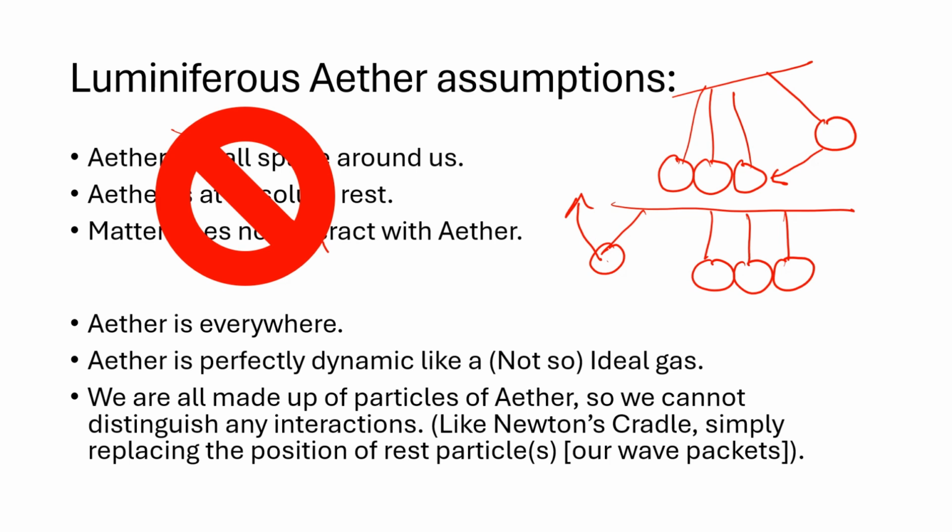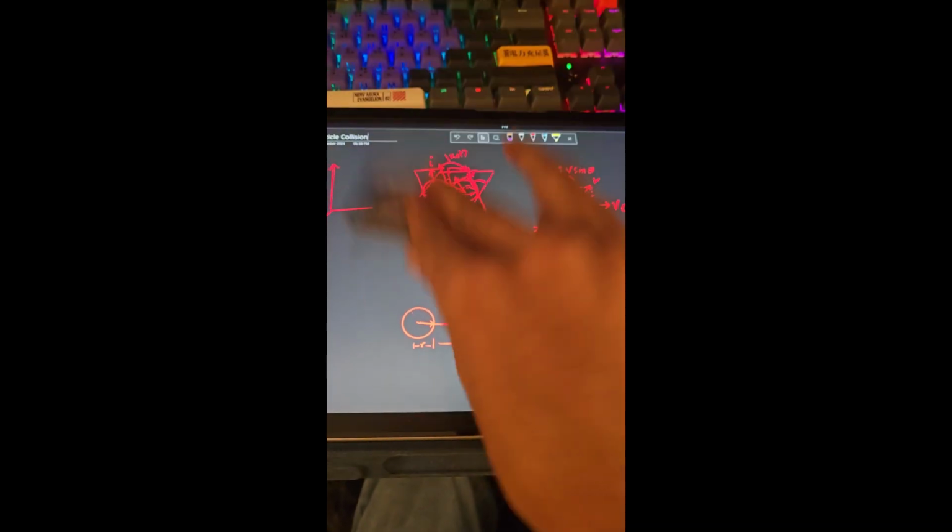Here, if we imagine these to be the ether particles, the ether that is moving here strikes this one and becomes part of your rest body, and the particles simply fly away. You don't even experience that. That is why this is the third postulate: we cannot distinguish any interaction. Now I reveal my trap card.